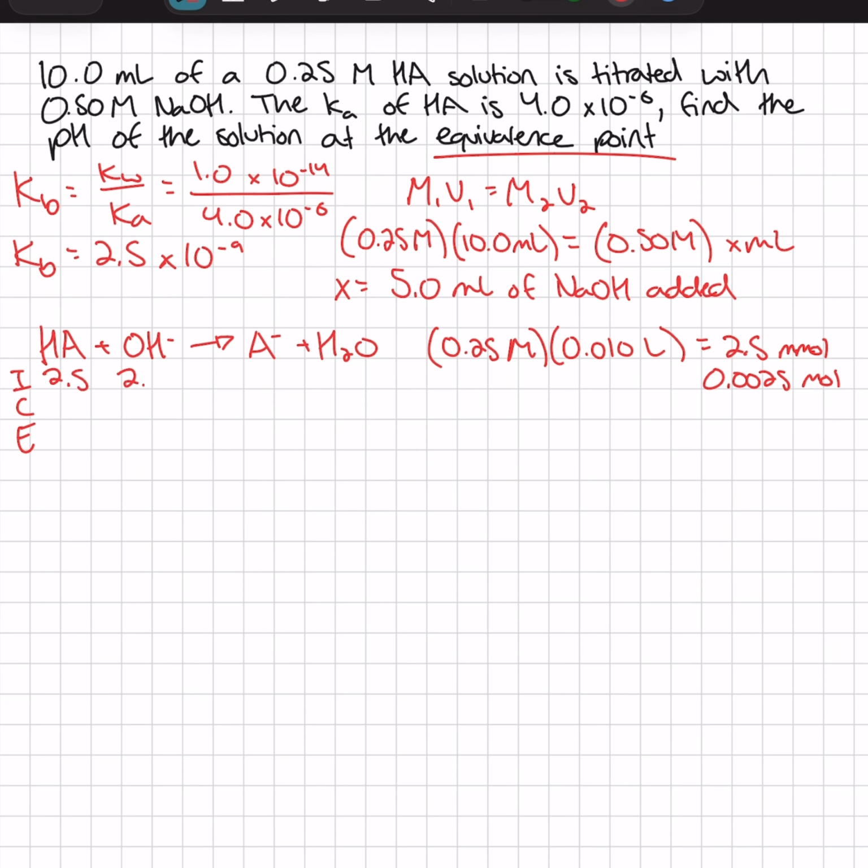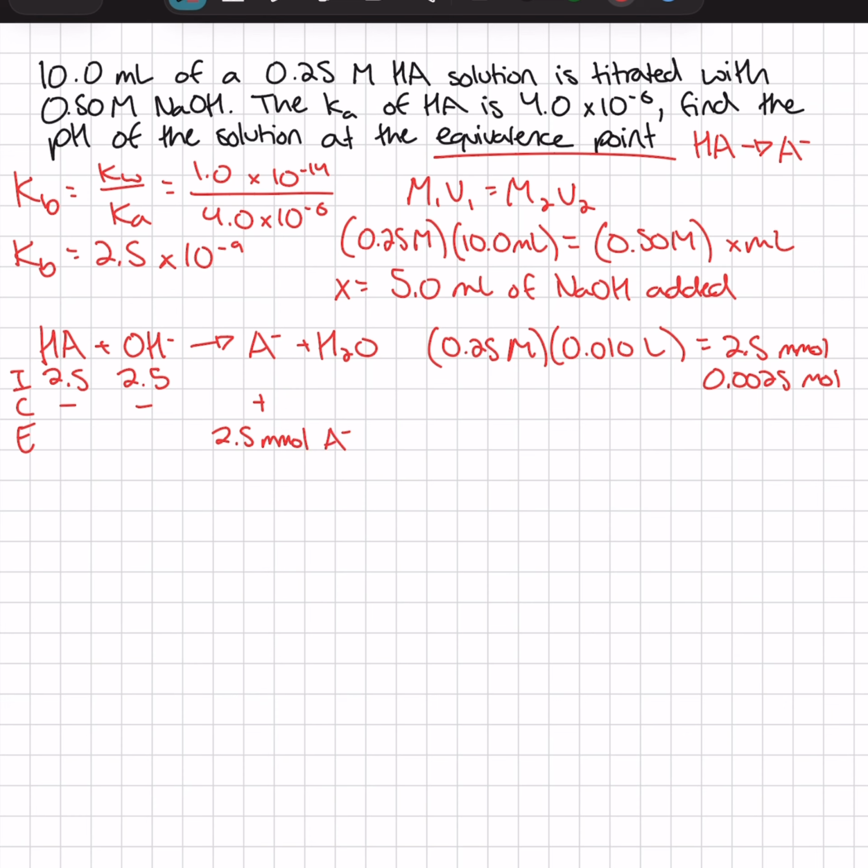We can put this value into our initial line of the ICE table. We can also put that for our OH because we know at the equivalence point that all HA has been converted to A minus. So we have to have 2.5 millimoles of OH added. For the change line, we just know that these both go away and that it's all turned into A minus. So then in the equilibrium, the final solution, we just have 2.5 millimoles of A minus.